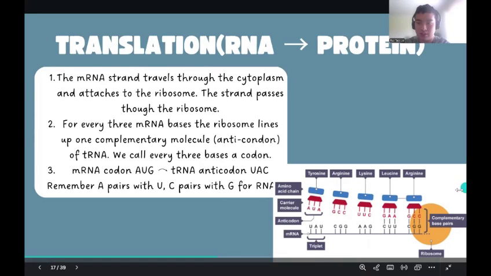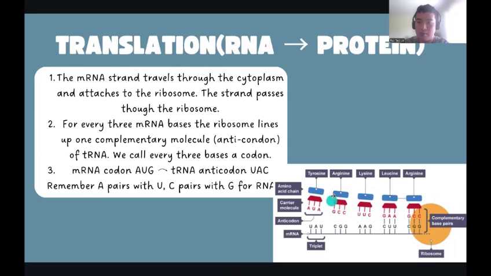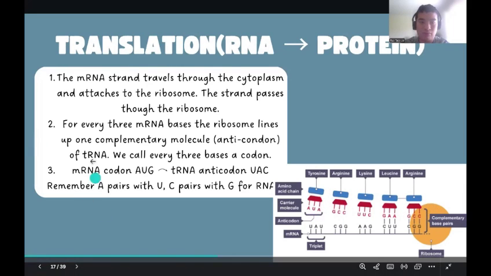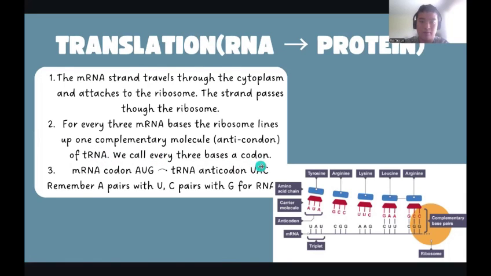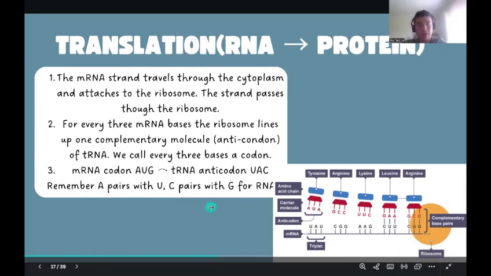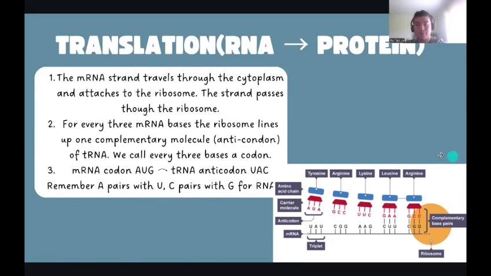So here you can see these are each amino acids that are bound to the tRNA. The tRNA replaces the codon. For mRNA codon AUG, the tRNA anticodon is UAC. So just flip around: A to U, U to A, G to C. So like this.